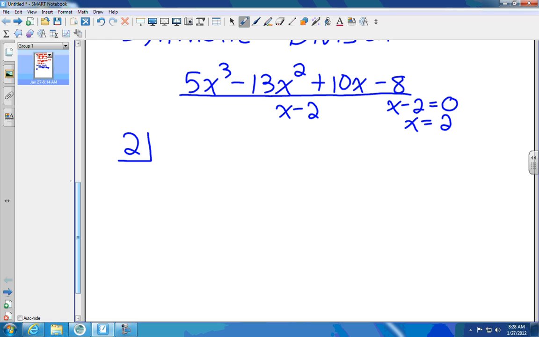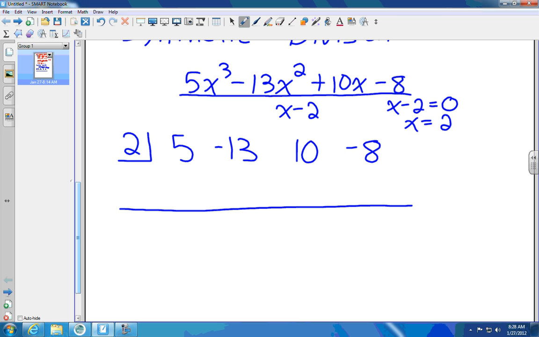So our first coefficient is 5. What's our next one? Negative 13. Must make sure your signs are right. The next one? 10 and negative 8. So that's all you do. The next step is list those out. Then you're going to skip a line and just draw another line across there. And that's how you set it up every time.